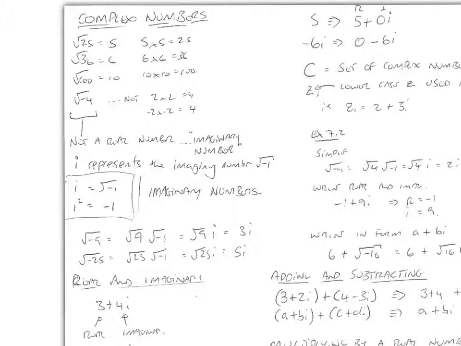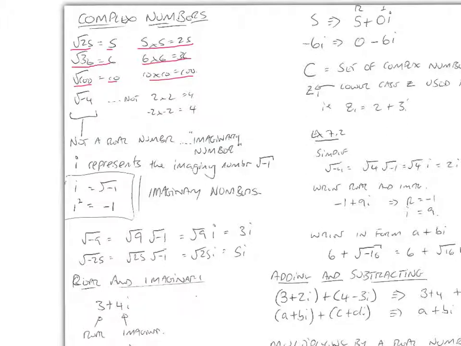So let's consider complex numbers now. If we start by saying that the square root of 25 is equal to 5, we can prove that to ourselves because 5 times 5 is 25. And the square root of 36 is 6, because 6 times 6 is 36. The square root of 100 is 10, because 10 times 10 is 100.